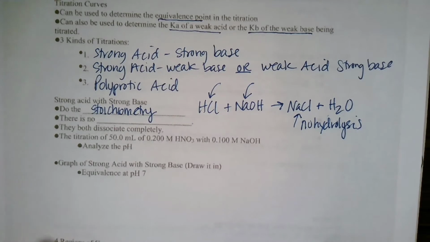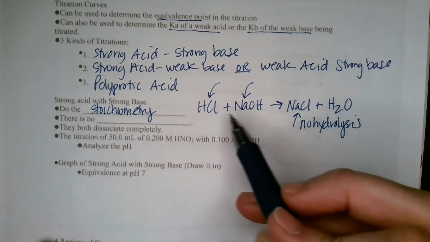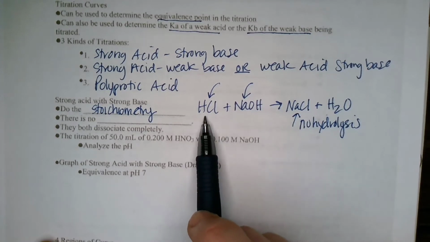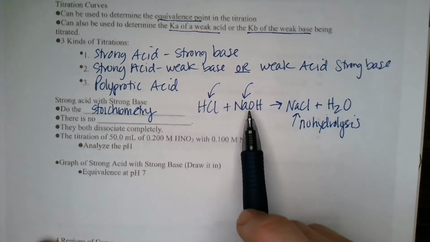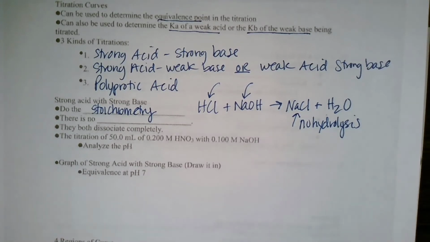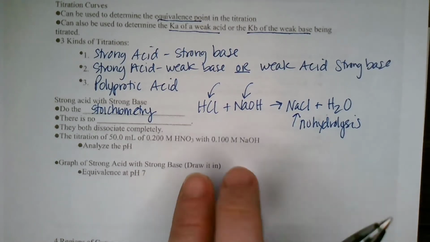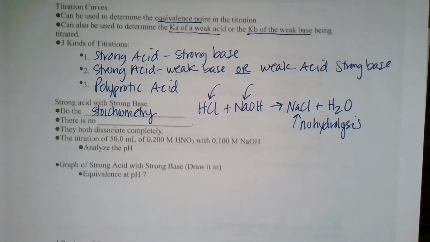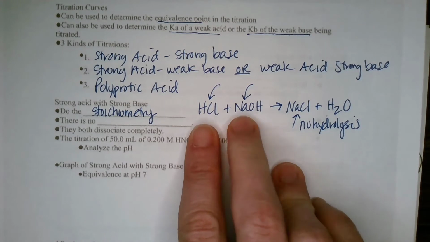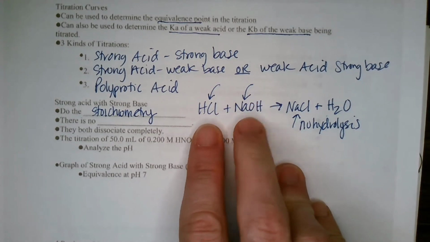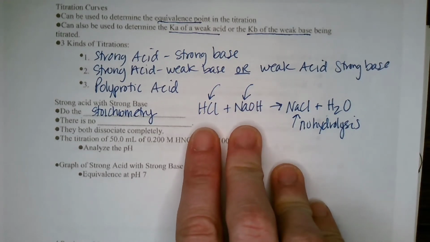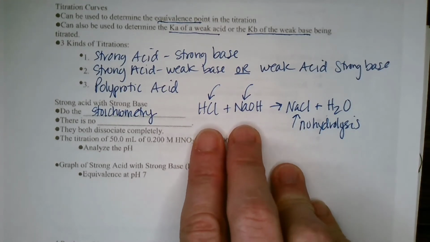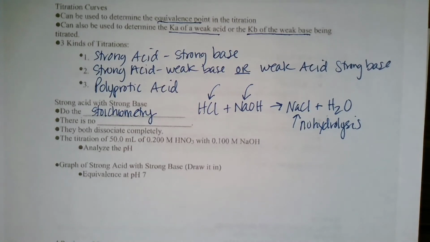So when we're looking at strong versus strong, we really need to focus on these two and looking at, do we have excess acid and is it controlling the pH, or do we have excess base and is it controlling the pH? Or are we indeed at the stoichiometric equivalence point where we have equal amounts, not a limiting reactant, and therefore at an equivalence point giving us a pH of 7.